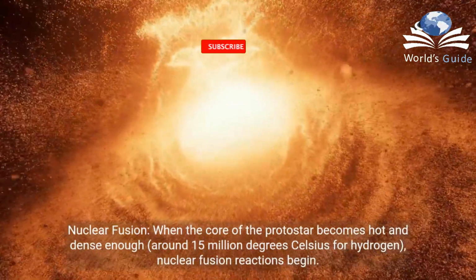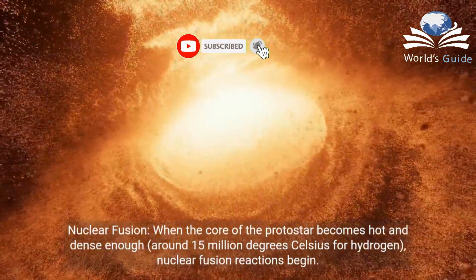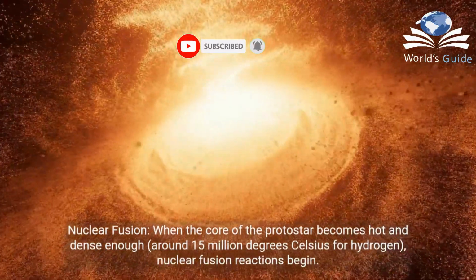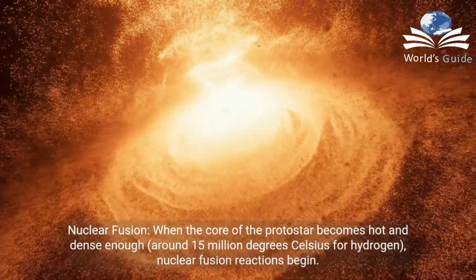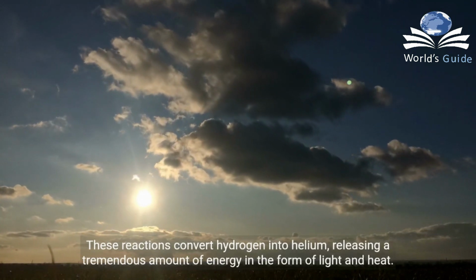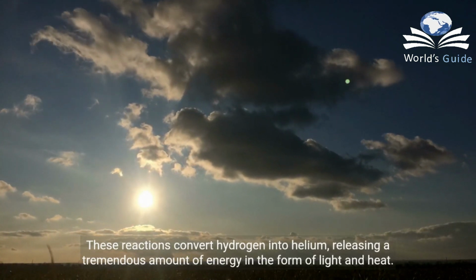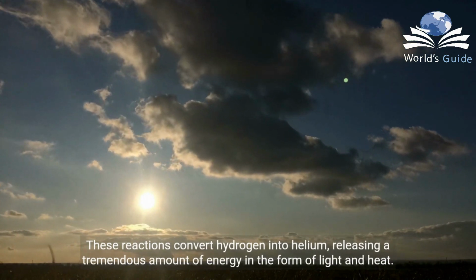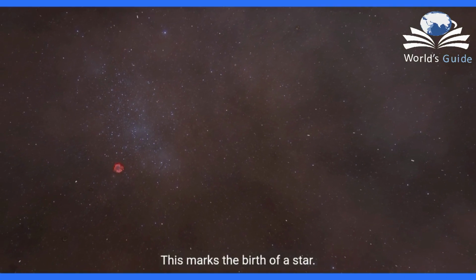Nuclear fusion. When the core of the protostar becomes hot and dense enough, around 15 million degrees Celsius for hydrogen, nuclear fusion reactions begin. These reactions convert hydrogen into helium, releasing a tremendous amount of energy in the form of light and heat. This marks the birth of a star.